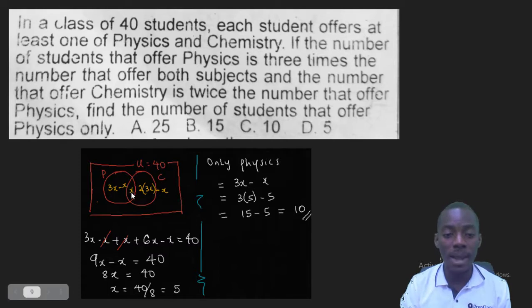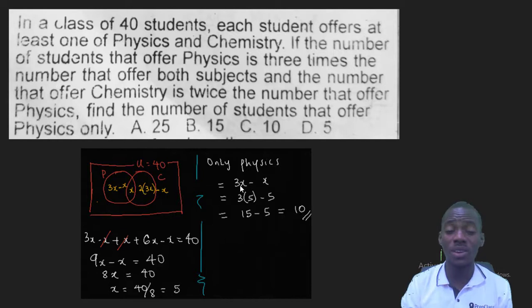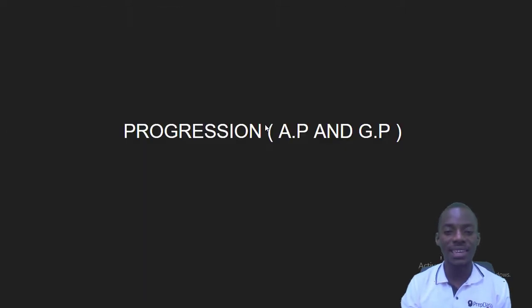That means the real number in the middle is 5. And only physics was 3x minus x. That will become 3 times 5 minus 5. That gives me 15 minus 5, and that will give me 10. So 10 people offer only physics, and that is the answer for finding only physics. And that is the end of our session for sets. Now we had many questions in the practice quiz which you should check out that will help you further understand.